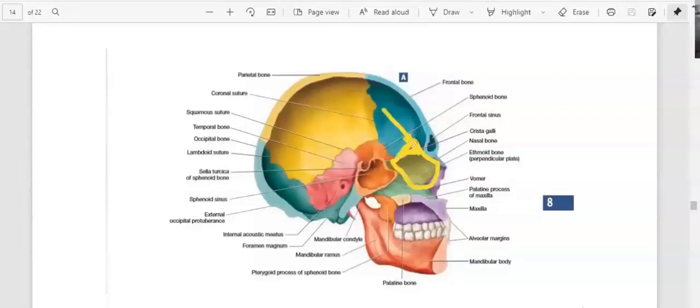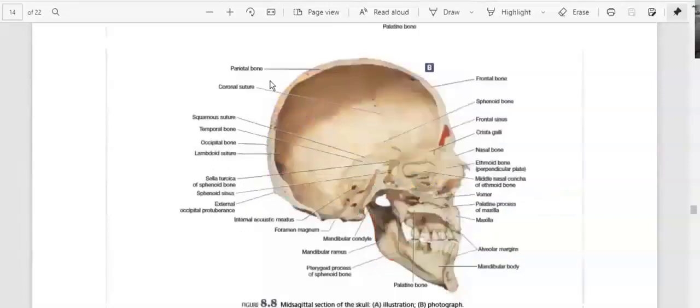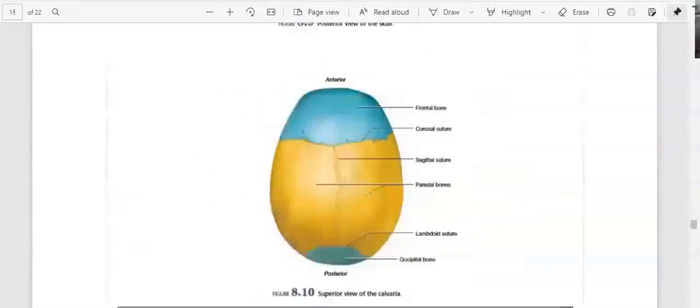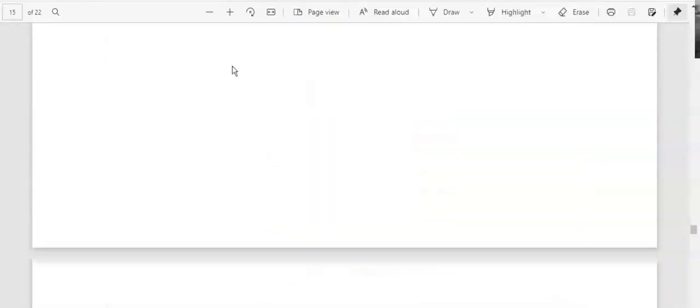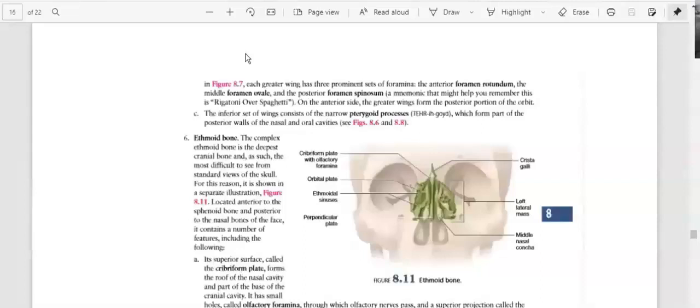The bottom part of this bone will go actually down into what your nose is. And that's going to be this part called the perpendicular plate. So if we scroll down, you can see the sagittal suture. This is parietal bone. This is parietal bone. This is your frontal bone because this is anterior, as you can see right there. And this is the occipital bone because this is posterior. If we scroll down, you can see a better view of the ethmoid bone. Very top, that's crista galli.